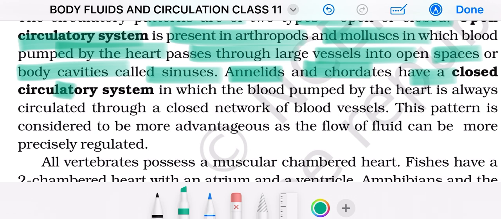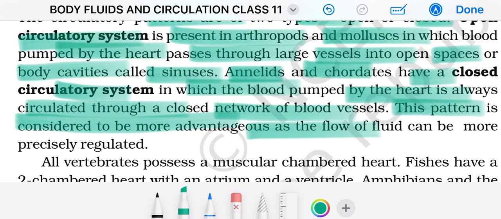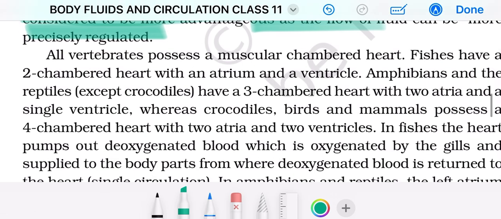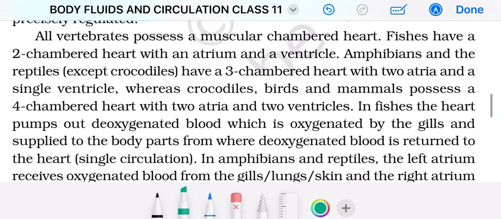Annelids and chordates have a closed circulatory system in which blood pumped by the heart is always circulated through a closed network of blood vessels. This pattern is considered to be more advantageous as the flow of fluid can be more precisely regulated. All vertebrates possess a muscular chambered heart.